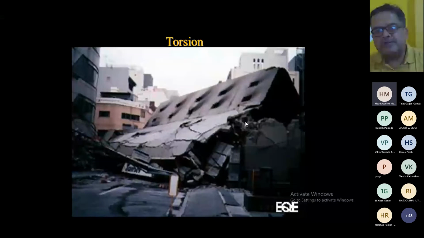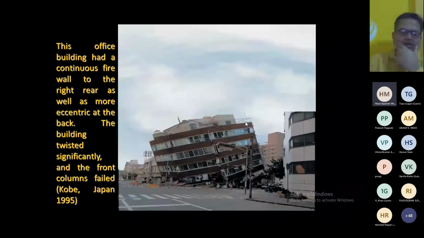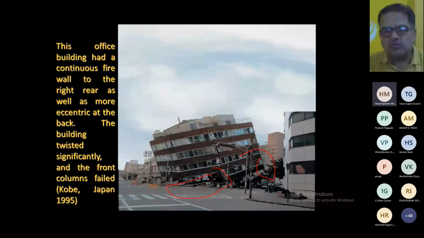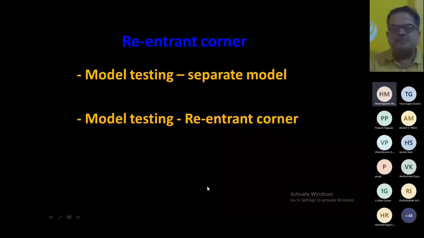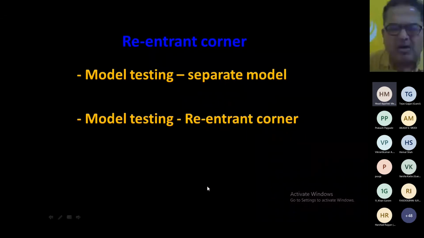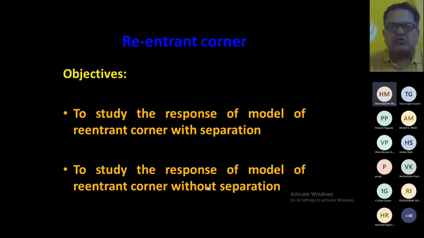These are classical examples from the 1995 Kobe, Japan earthquake. Here you can see they have columns on the front side and a shear wall on the back side. So the front part underwent large deformation and collapsed. So we prepared a very simple model. We just want to understand and visualize how torsion is going to come into the picture, right? So we will see this.